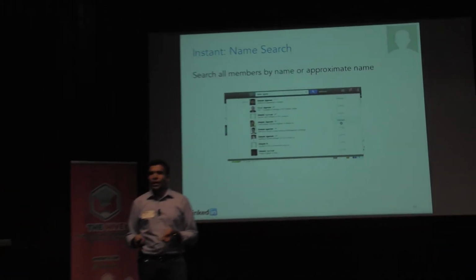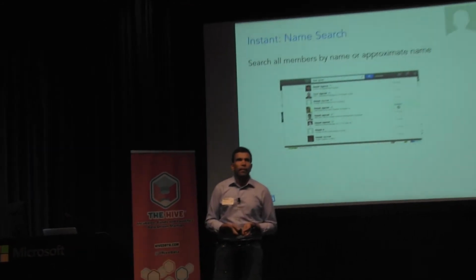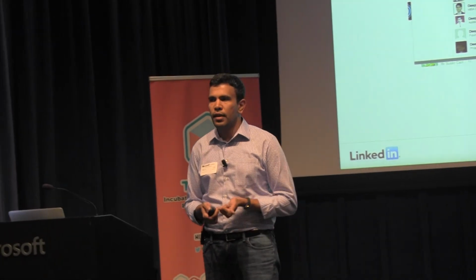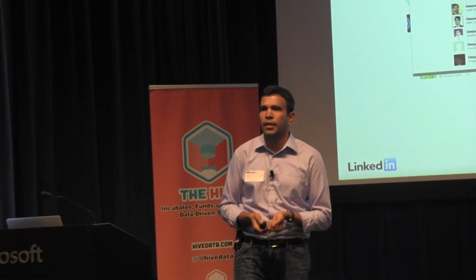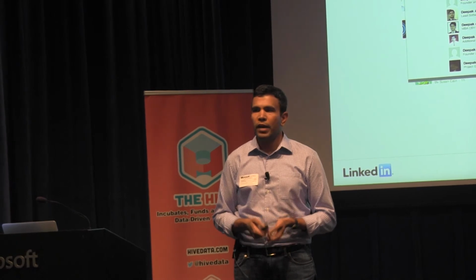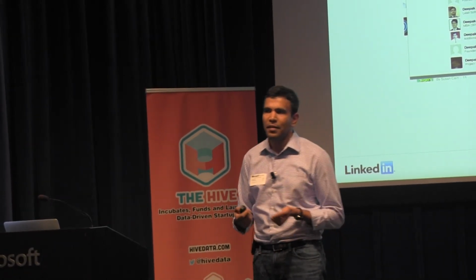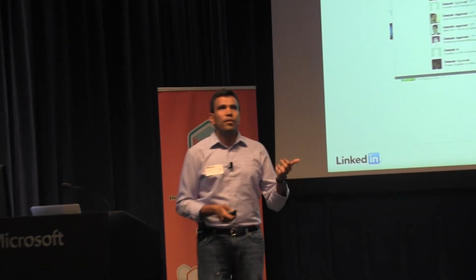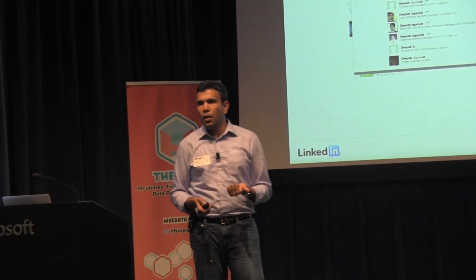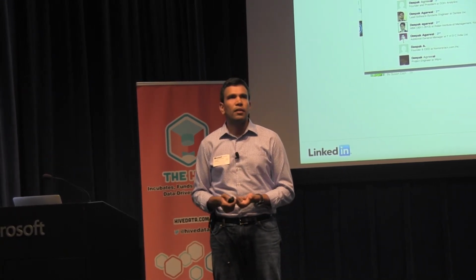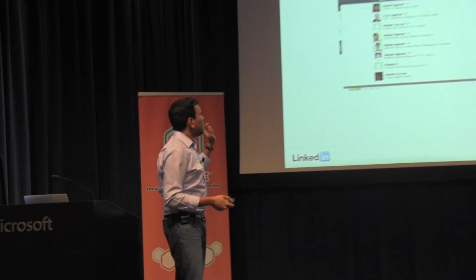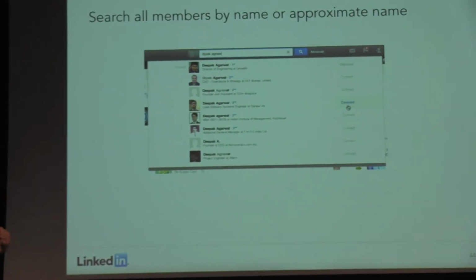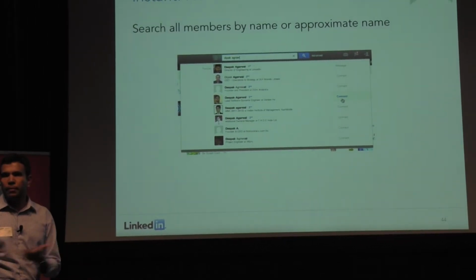The product that lets us do that is Instant. It's something we launched in the past month, and it's the first use case that's powered by the infrastructure that Sriram was referring to. We have a code name for it, and we'll be launching it in a few weeks from now. It lets you search all members on LinkedIn by name or approximate name instantly. So in this case, I'm able to find Deepak Agarwal despite mistyping the first name and the last name and not having typed the entire last name.